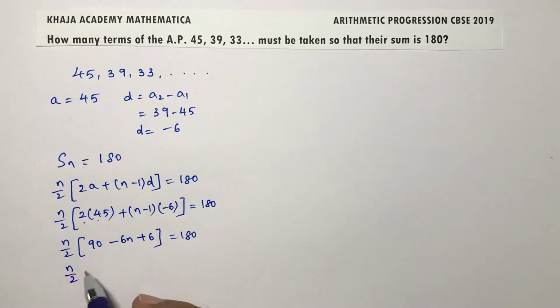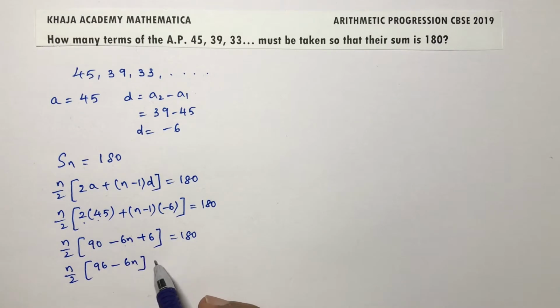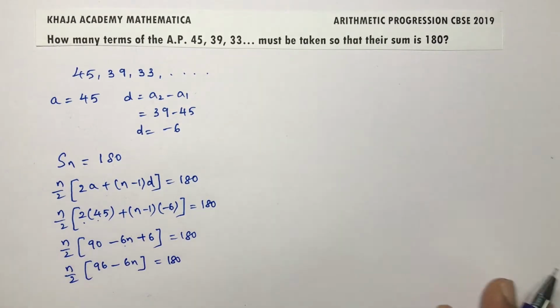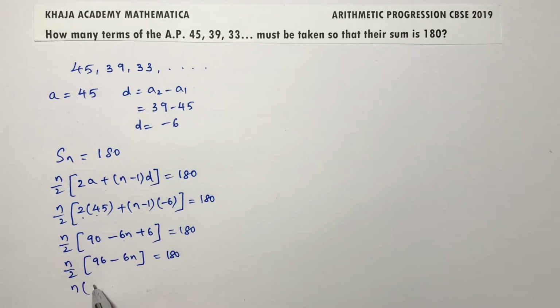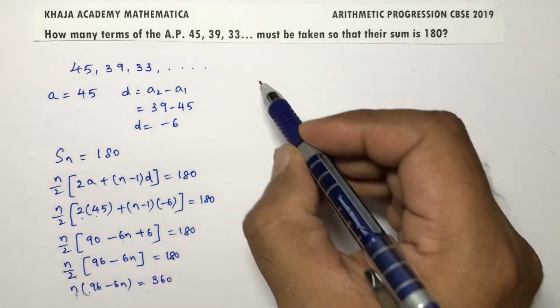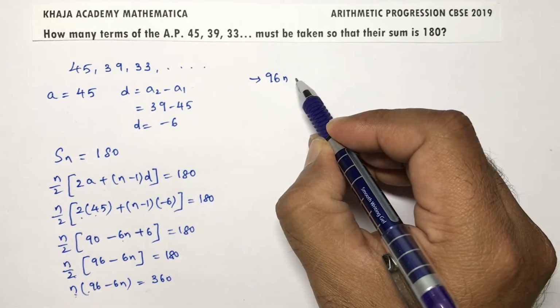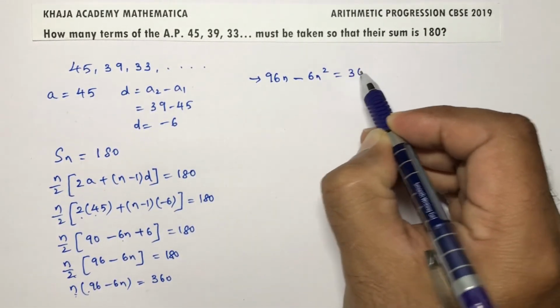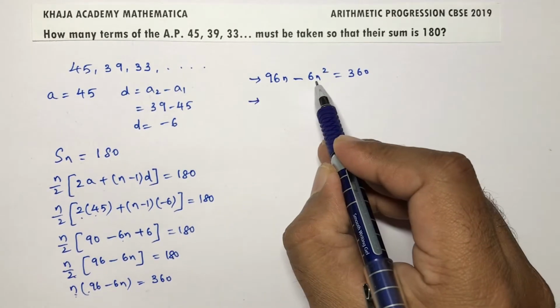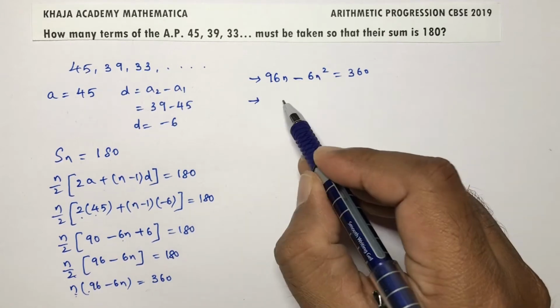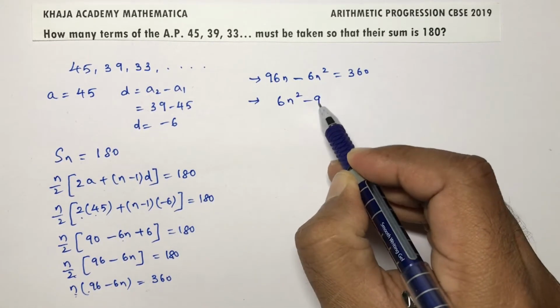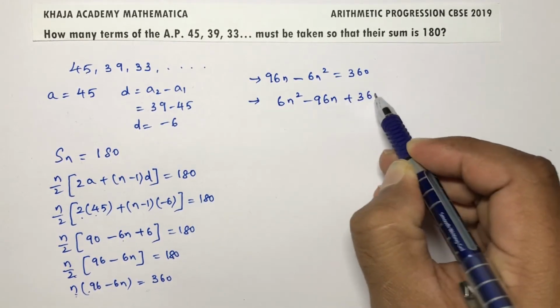So n by 2 into 90 plus 6, 96, minus 6n equals 180. If you cross multiply, this 2 goes to the other side: n into 96 minus 6n equals 2 into 180, that is 360. Now multiply it out: 96n minus 6n square equals 360. Now to write in standard form, n square should be first and positive. So take everything to the right side: 6n square minus 96n plus 360 equals 0.